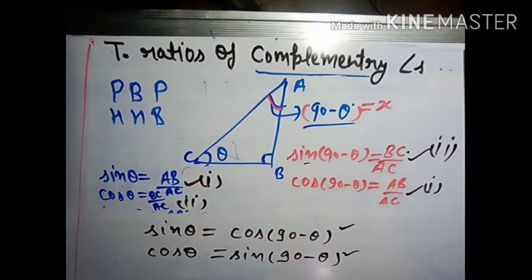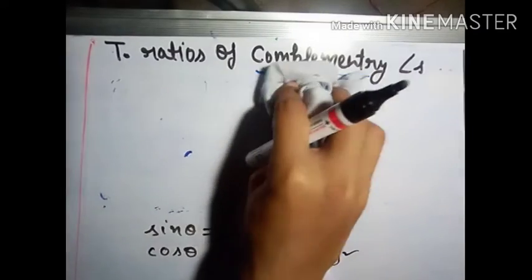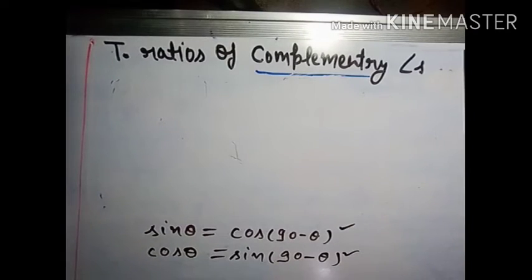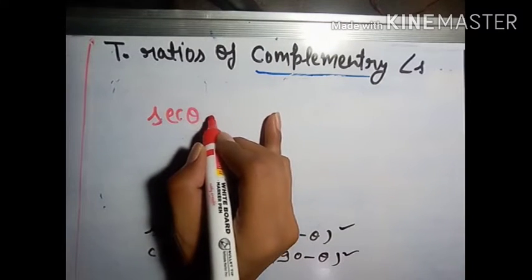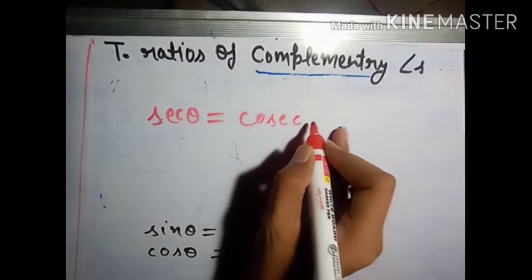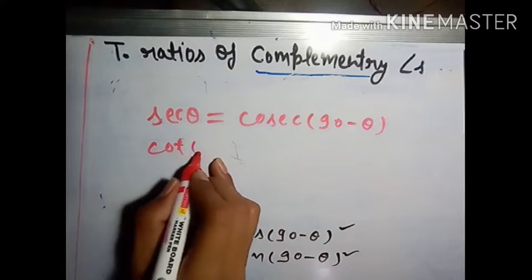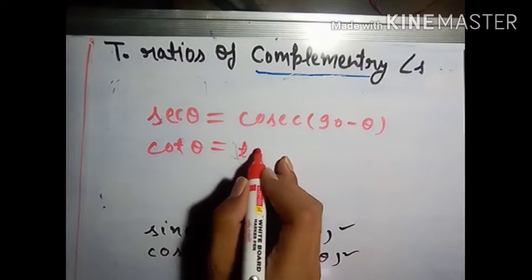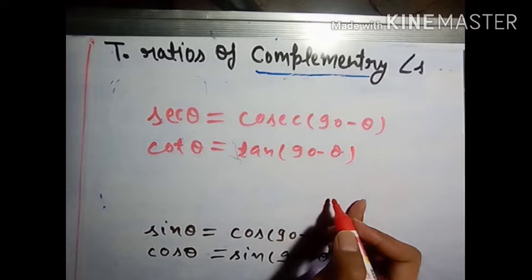Now from here, similarly, we can write it as, free up the space, okay, I'm erasing all the things. You have done sine and cos, okay. What about sec theta? So sec theta will be equal to cosec 90 minus theta. What about cot theta? Cot theta will be equal to tan 90 minus theta, okay.